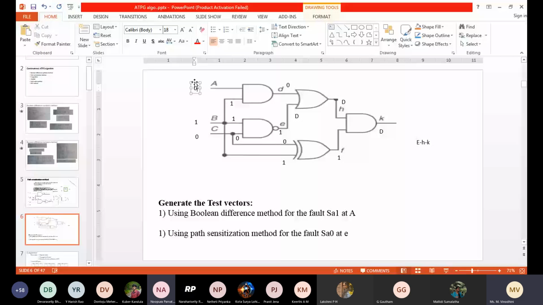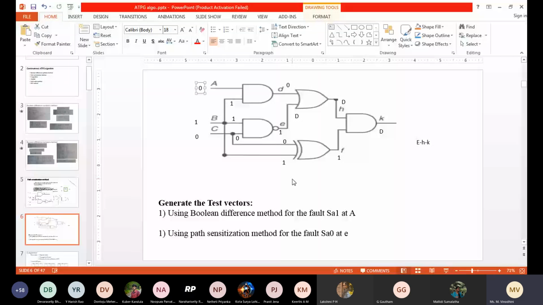So here the possibility is 0, 1. You can even take 1, 0. If you take 1, 0, what is the test vector we are getting, students? So now my answer will be A, B, C equal to 0, 1, 0. If I take 1, 0, are you getting the same answer, students?